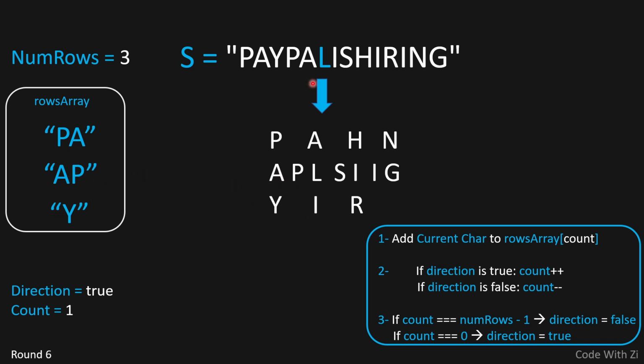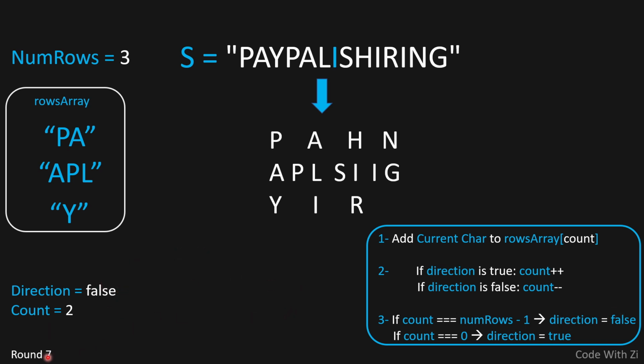All right, in our sixth round, our current character is gonna be L. We're gonna add L to the rows array at the count index. Count is 1, so L is gonna be added to here. Then we're gonna check if direction is true. It is, so we're gonna increment count. And count is incremented. Then we're gonna check if count is equal to number of rows minus 1. It is, because number of rows minus 1 is 2 and count is equal to 2. So we're gonna assign false to direction. So direction is gonna be false. Let's do that. And then we're gonna move on to the next round.